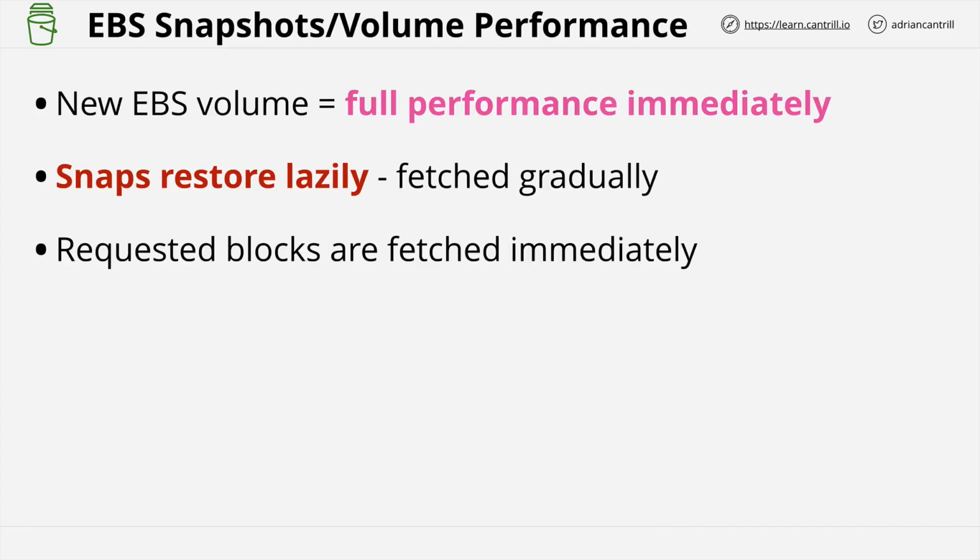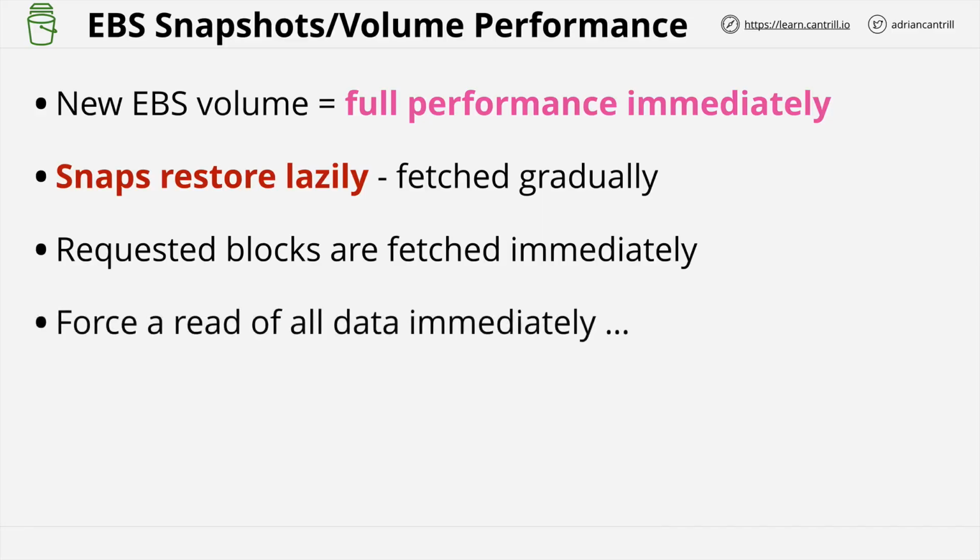You can force a read of every block of the volume, and this is done in the operating system using tools such as DD on Linux, and this reads every block one by one on the new EBS volume, and it forces EBS to pull all of the snapshot data from S3 into that volume. This is generally something that you would do immediately when you restore the volume before moving that volume into production usage. It just ensures perfect performance as soon as your customers start using that data.